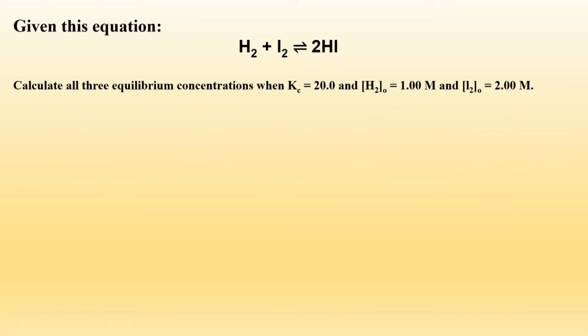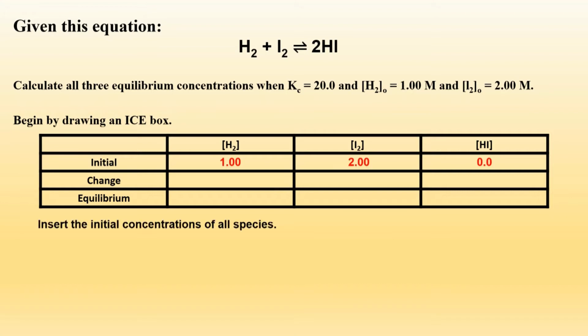Given this equation, H2 plus I2 is in equilibrium with 2HI. Calculate all three equilibrium concentrations when the Kc value is 20.0 and the initial concentration of H2 is 1.00 molar and the initial concentration of I2 is 2.00 molar. Begin by drawing an ICE box.